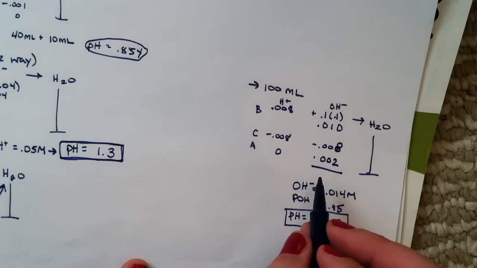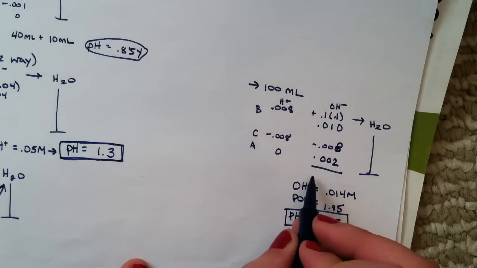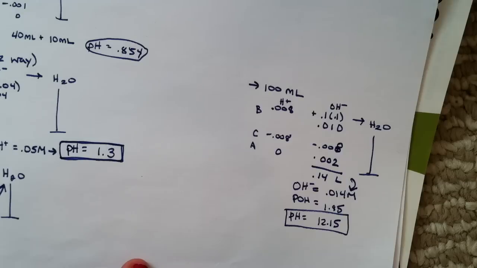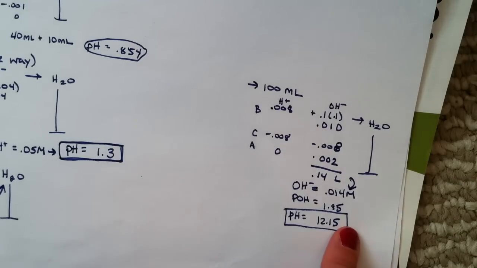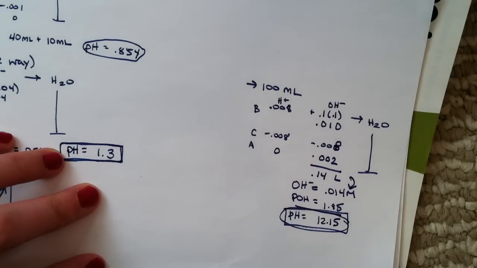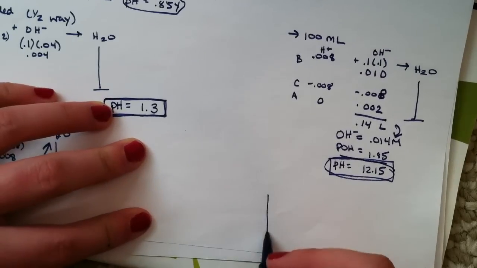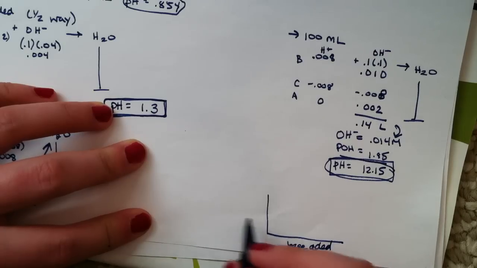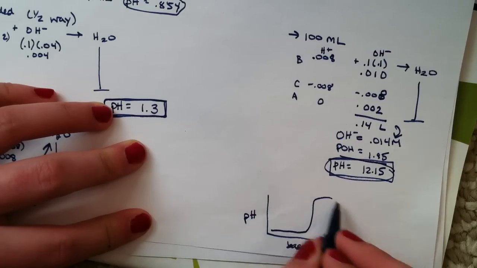Divide by total liters, which would be 100 plus 40, so 0.14 liters, which gives you 0.014 molar, which I believe is correct. And when you calculate that, pOH is 1.85 and pH is 12.15. And then, of course, you would just graph base added and pH, and you would get something like this. Okay.